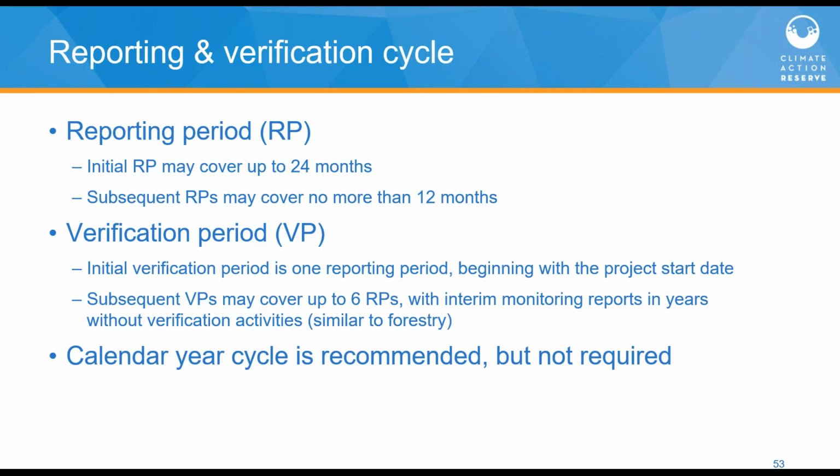So the timelines for this: a reporting period is a discrete period of time over which you're reporting one batch of emission reductions. The initial reporting period can be up to 24 months in length, and then subsequent reporting periods may cover no more than 12 months. So we encourage people to get themselves on a calendar year schedule. You don't have to, but I think it makes things a little easier. So if you start your project in July, maybe your first reporting period is going to be 18 months, and then after that you get on a calendar schedule.